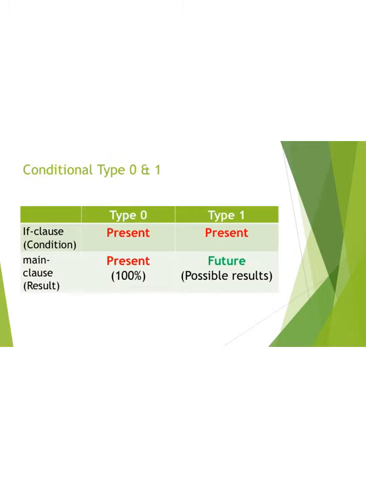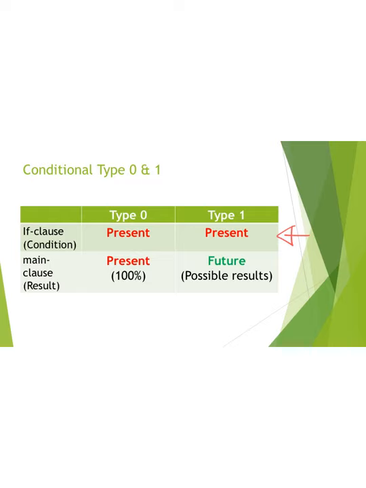Before the end of this video, let's have a quick summary of these two types of conditional sentences. As I've mentioned, for the if clause, both type 0 and type 1, we use present tense because the condition is always true.